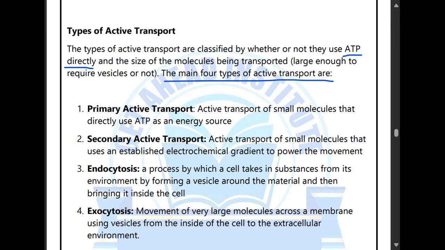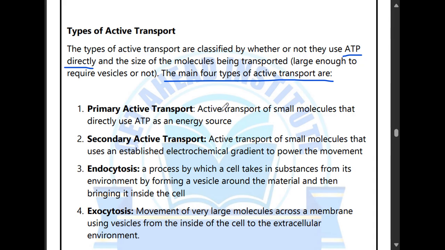This is the thing. When we are talking about active transport, you need to understand that some substances require energy for them to cross through the plasma membrane, often because they are moving from an area of lower concentration to an area of higher concentration. So now I want us to start by talking about primary active transport.